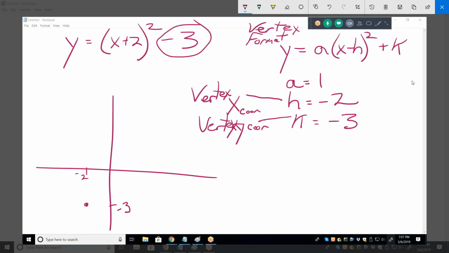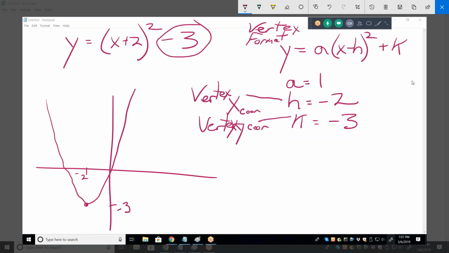Now, what else do I know about this? Does it open up or does it open down? Whenever A is positive, it opens up. When A is negative, it opens down. So this is going to open up. So it's going to look something like that. Not exactly like that.